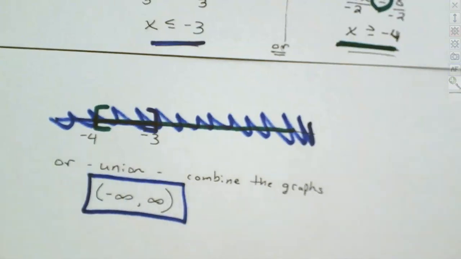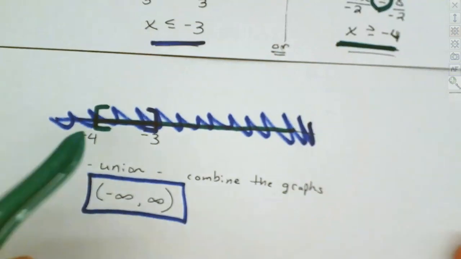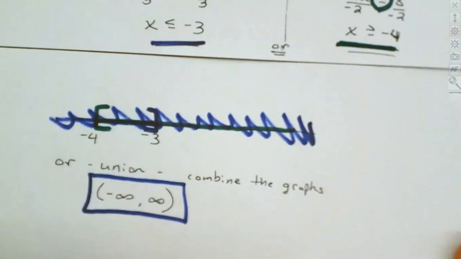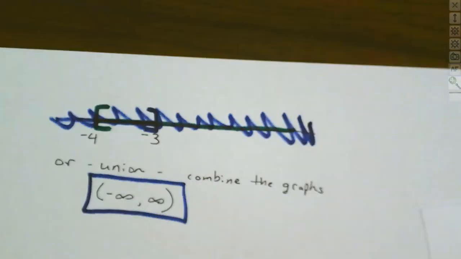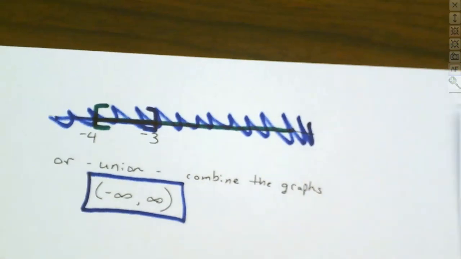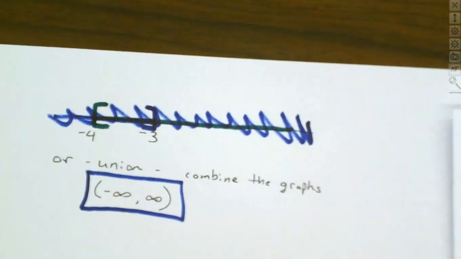Is everyone okay with how I did that? Now, if it was an and, what would the and be? If this would have been an and, it would be this part right here, okay? Because and means where they overlap. Or is combining them together. So and is an overlap, or is where we combine them together.